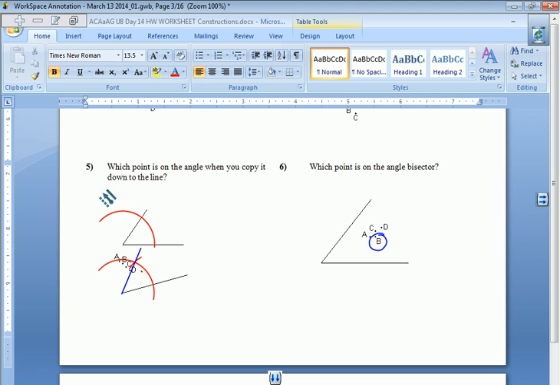And what was the answer to number 5? D. Mine's close to D. It's not on it, but it's close.